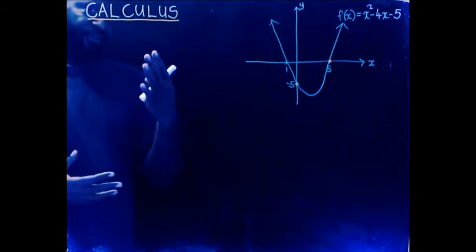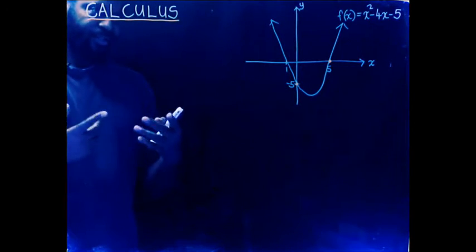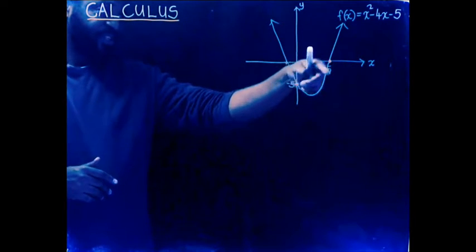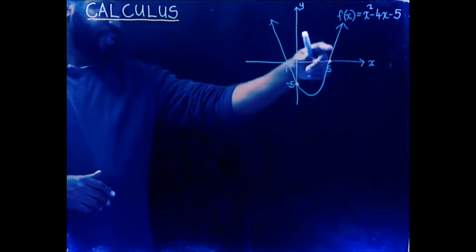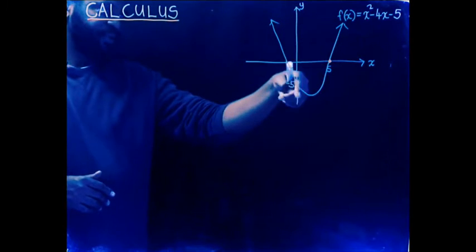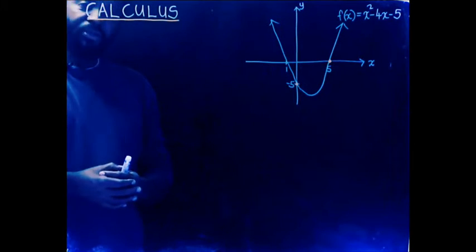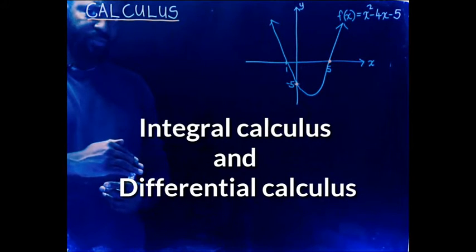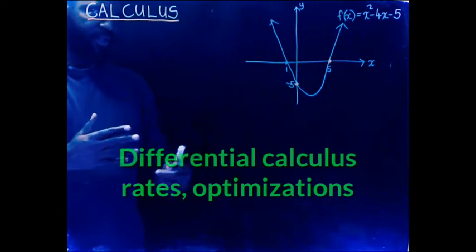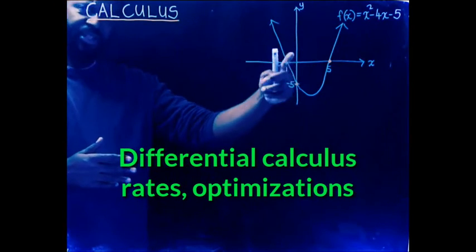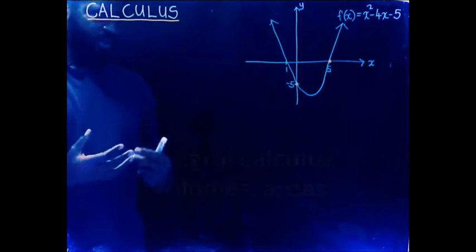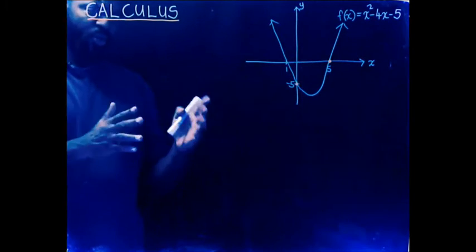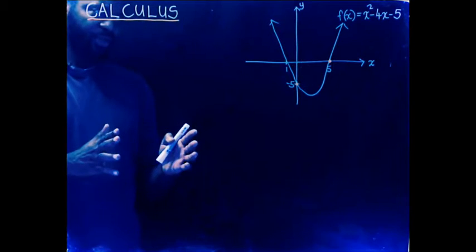It's interesting that this field of maths was actually designed by guys who were into physics and science. They wanted to calculate the average gradient of graphs like this, or the gradient at any point, rather. Now there are two branches of calculus. One of them is integral calculus. The other one is differential calculus. Differential calculus is concerned with rates, optimizations, things like that. Integral calculus is concerned with volumes, areas. We are going to focus on differential calculus.